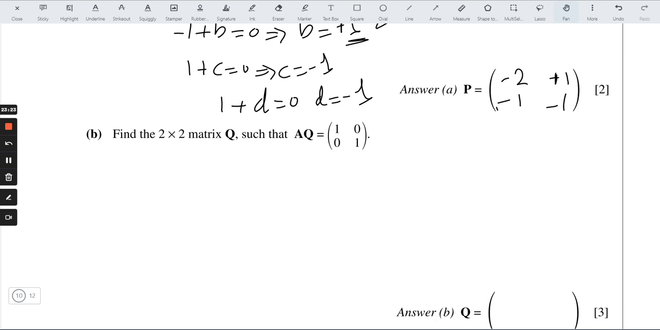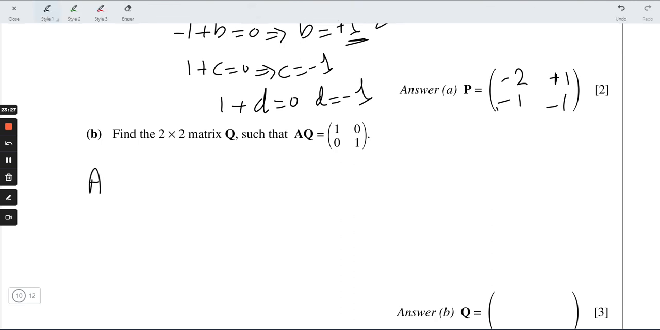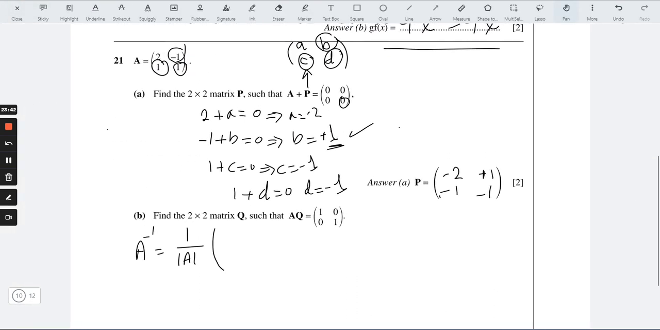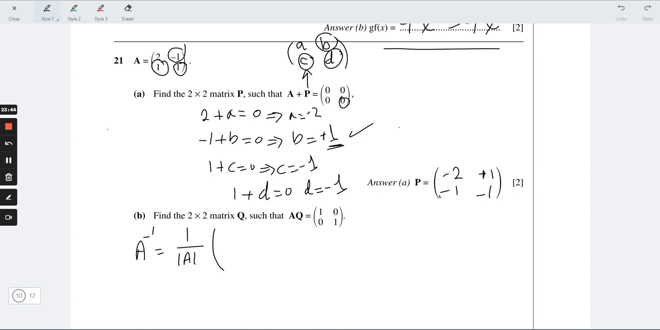Now find the 2 times 2 matrix Q such that AQ equals the identity matrix, 1, 0, 0, 1. Okay, so we can find the A inverse here. To find the A inverse, we know that A inverse equals 1 over the determinant of A times the swapped matrix A. Well, matrix A here is 2, 1. So this diagonal here, 2 and 1, we will swap it. So here will be 1 and here will be 2.